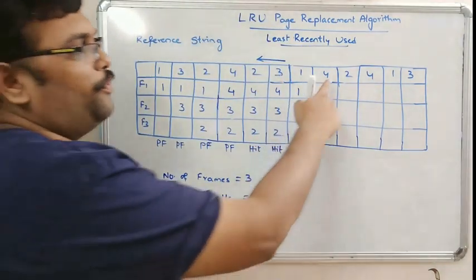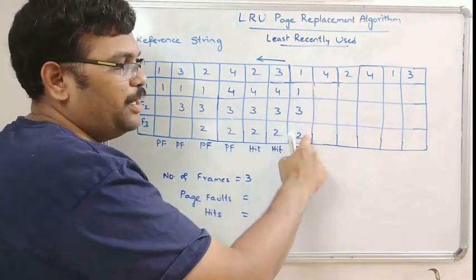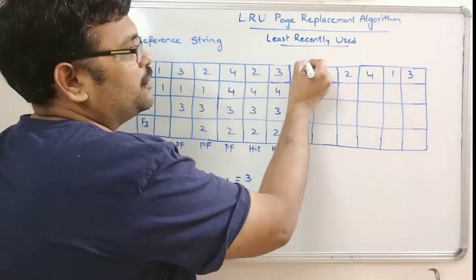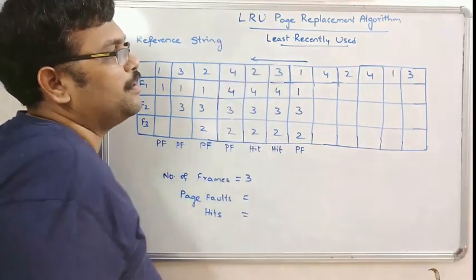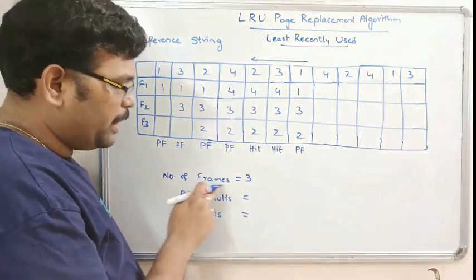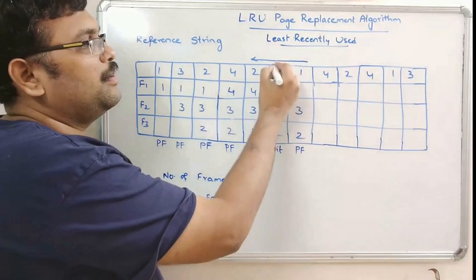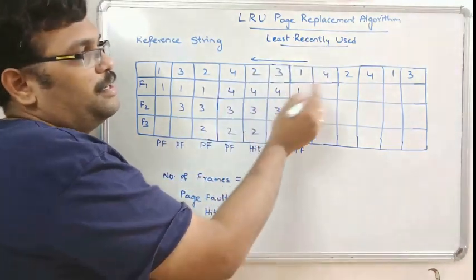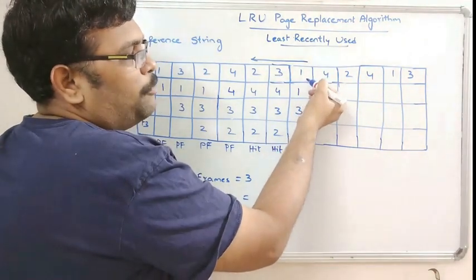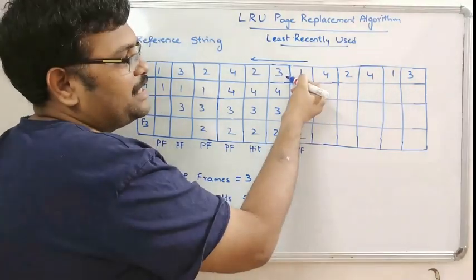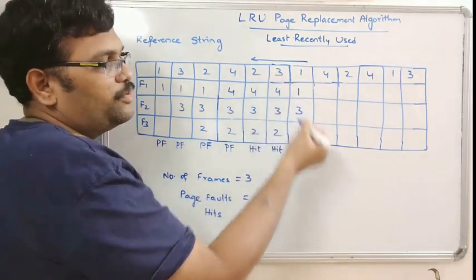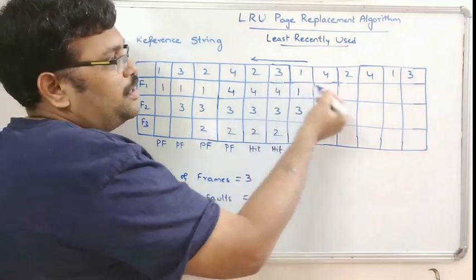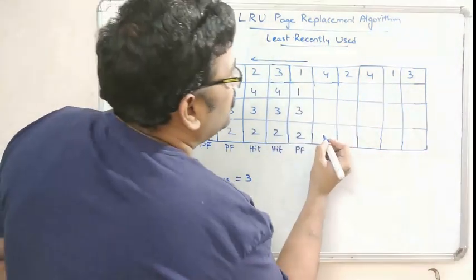Next 4. So 4 is also not available in the main memory. So again find out the least recently used. Because here the number of frames is 3, we can travel only 3 reference strings. So 4, 1 is the most recently used, 3 is the next recently used, and 2 is the least recently used. So 1, 3, 2, among these 3, 2 is the least recently used. So 2 will be replaced with 4.